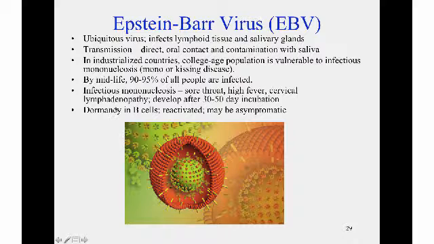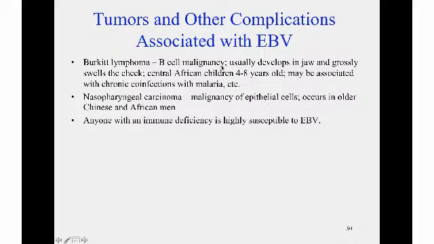And this virus will lie dormant in B cells, later be reactivated, and may be asymptomatic. So a lot of people actually do not show symptoms, and it is ubiquitous. It's everywhere. Almost everyone is infected with it. It is transmitted through direct contact, oral contact, and contamination with saliva. Infectious mono is also commonly known as kissing disease, so people in college are more predisposed or susceptible to this.